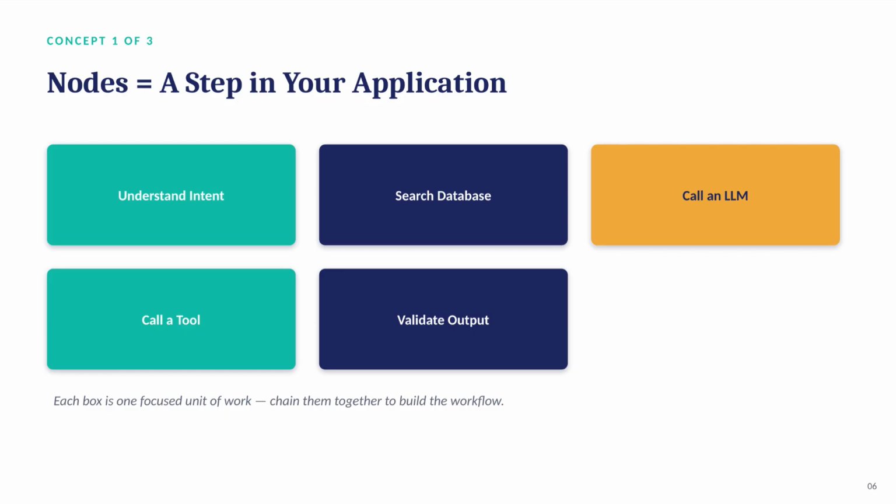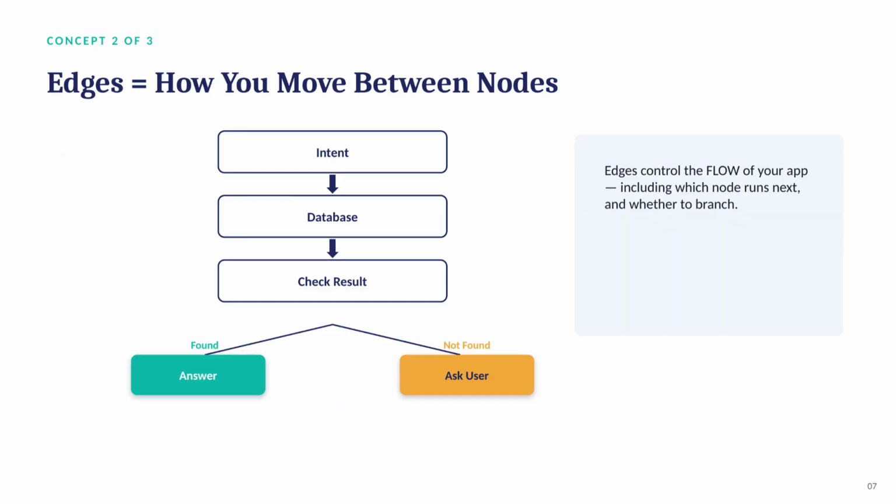First up, nodes. A node represents a single step in your application. That could be an intent detection node, a database node, an LLM node, a tool calling node, or a validation node. Each box you see here is one node, a focused, self-contained unit of work. Next, edges. Edges determine how we move from one node to the next. For example, after understanding a user's intent, we might move to a database search. And after that search, we might either generate an answer or ask the user for more information, depending on what we found. In short, edges control the flow of your application.